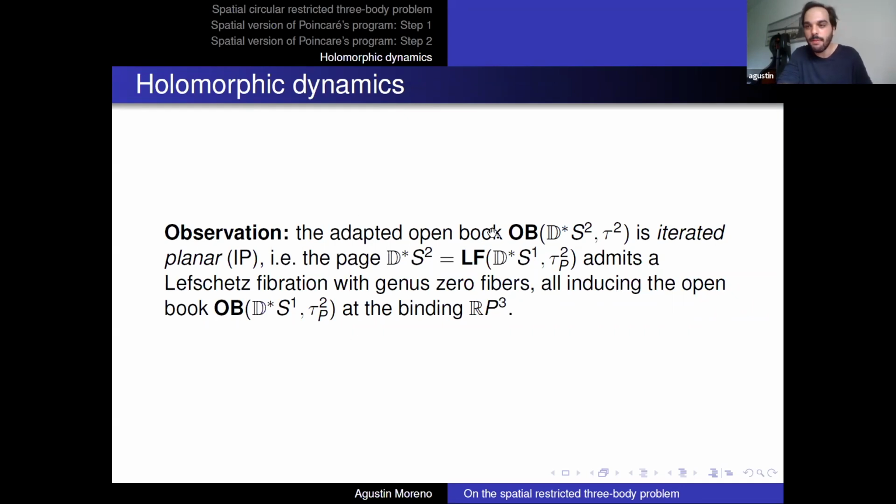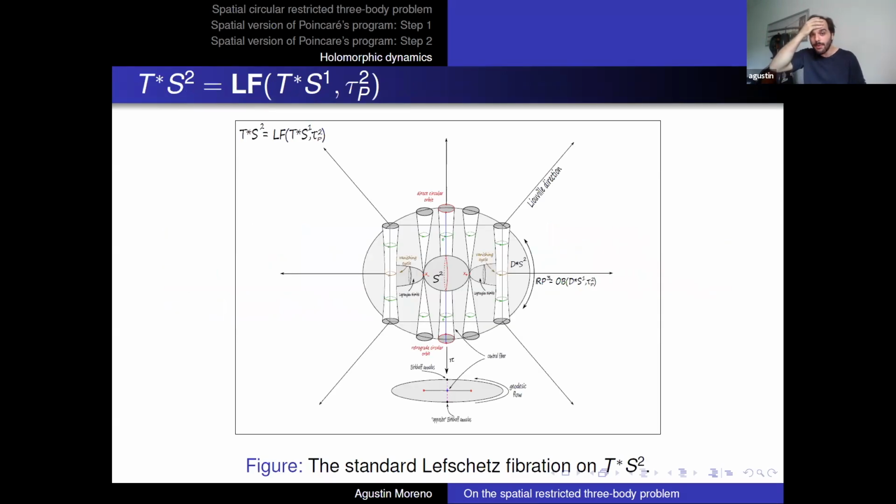This means that we have a fourfold and we have an open book, and the page of the open book is a D*S^2, which admits the structure of a Lefschetz fibration with genus 0 fibers. The fibers are D*S^1s, and the monodromy is the square of a Dehn twist. They all induce the given open book of the planar problem at the binding RP^3, so this open book here is just the boundary of D*S^2. So this is an iterated planar picture that we have. The picture that you should remember is this standard Lefschetz fibration on D*S^2. It has precisely 2 singular fibers, which intersect the 0 section, which I'm drawing here, at the north and the south pole.